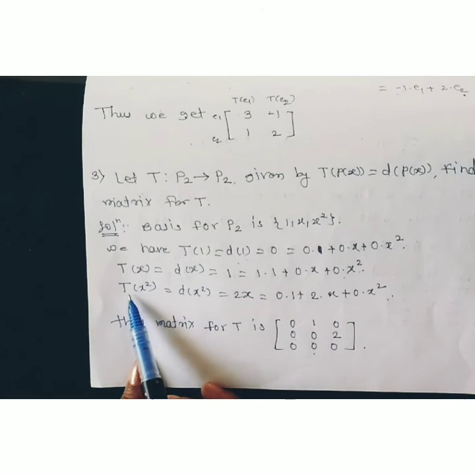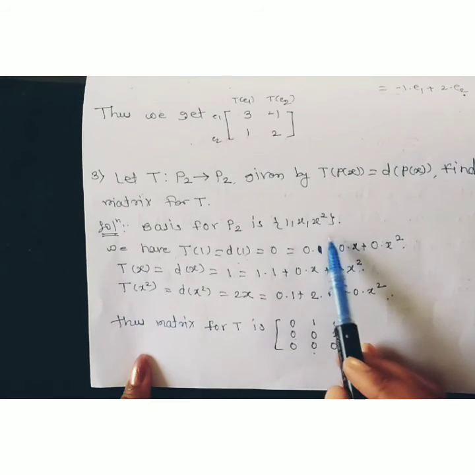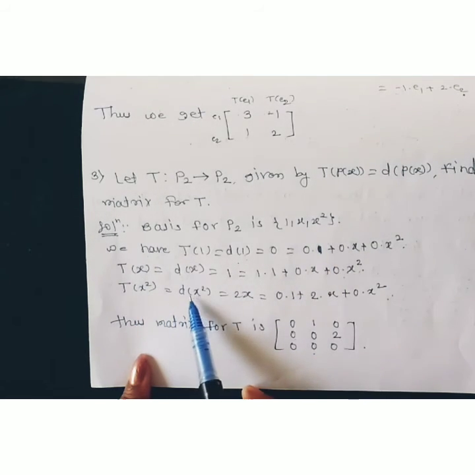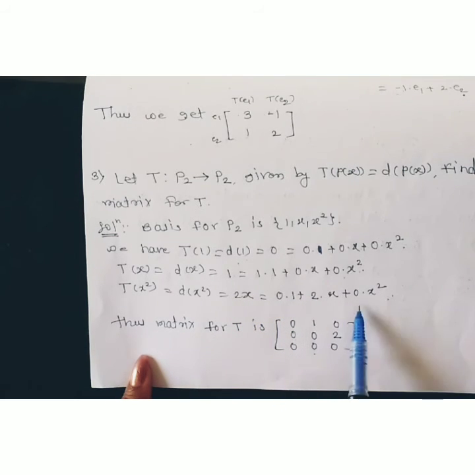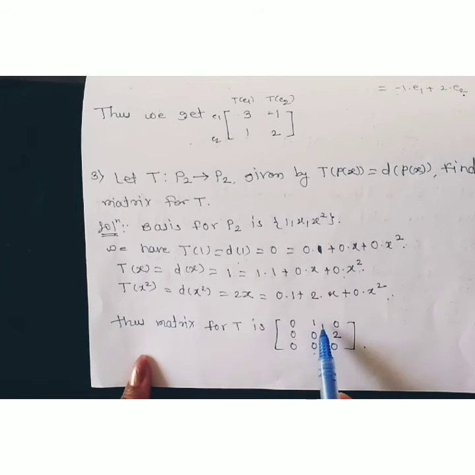And for finding the third column, consider T of x square. T of x square is equal to the derivative of x square, and we know that the derivative of x square is 2x. How can it be expressed? 0 into 1 plus 2 into x plus 0 into x square. Now consider these coefficients as the third column. Therefore, the elements are 0, 2 and 0. So the matrix for T is 0, 0, 0, 1, 0, 0 and 0, 2, 0.